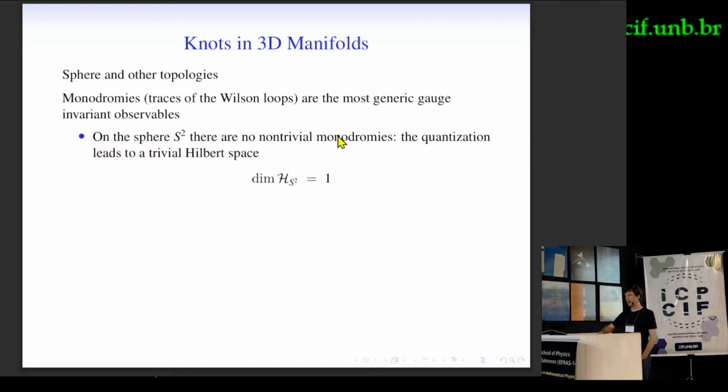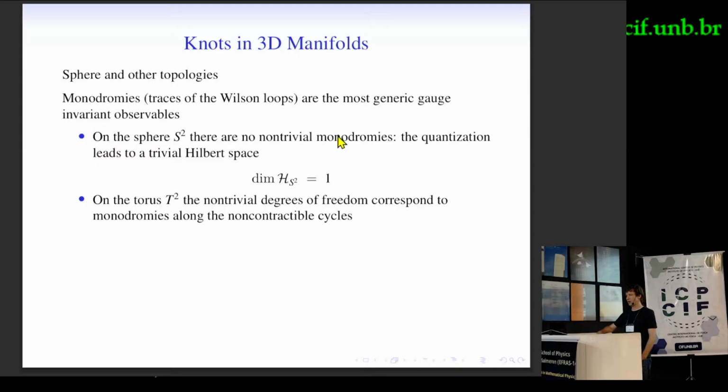So any kind of loop that you can draw on a sphere is contractible, in a sense. And this corresponds to the very trivial Hilbert space. So the Hilbert space, after you quantize, will contain only one vector, which is the vacuum. On the other hand, if you look at the torus, there are some non-trivial monodromies on a torus.